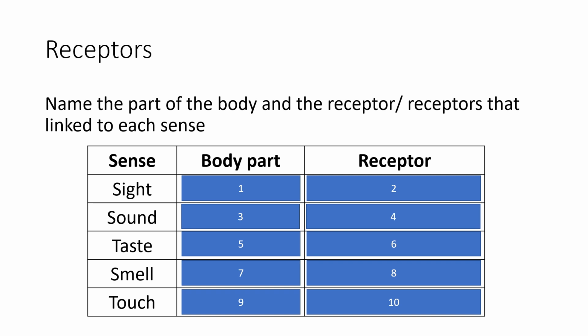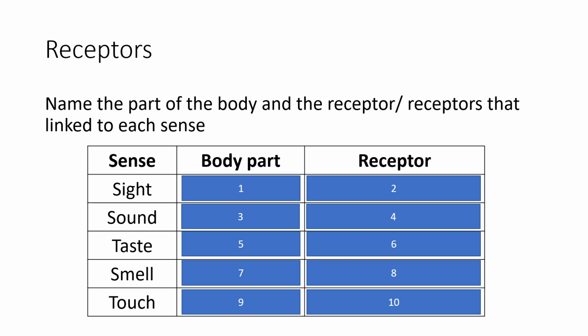Now you've got to identify the body part linked to that and what receptor. The receptor is the cell, whereas the body part is obviously an organ. So pause the video. Spend 2 minutes, have a go and see how many you can think of out of 1 to 10, and then when you're ready you can restart the video.